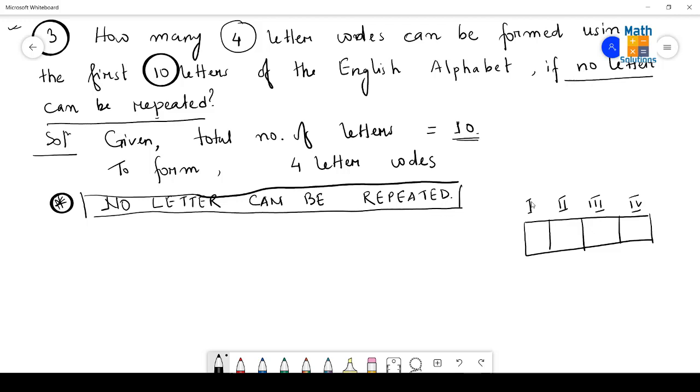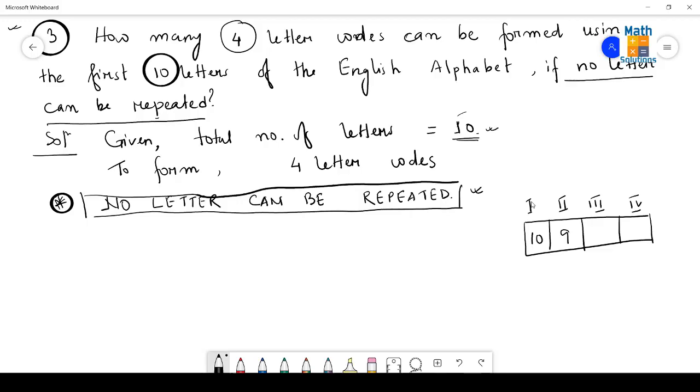So, we can choose any letter out of these 10 letters. So, of course, 10 options are there in our hand. Since repetition is not allowed, no letter can be repeated. The letter which I have already put here cannot be put in the second position. That is why, keeping that aside, how many options are left? 9 options are left, because I have already chosen one option for the first place.